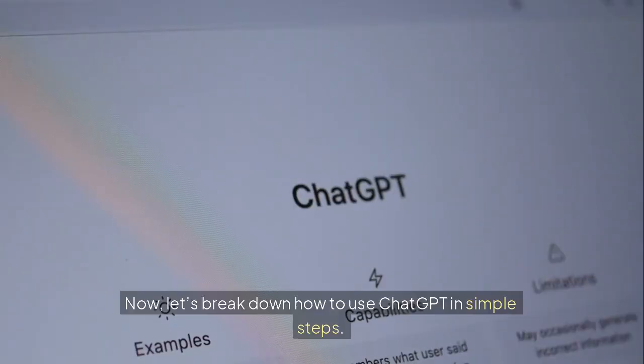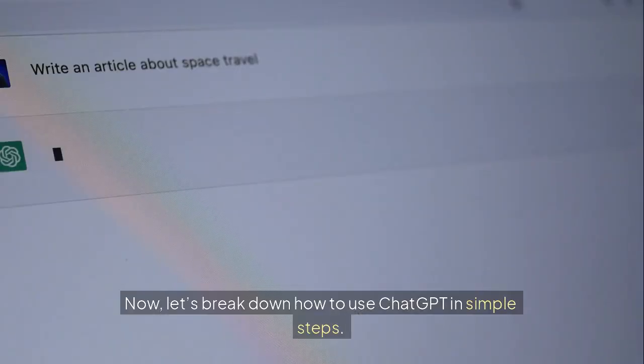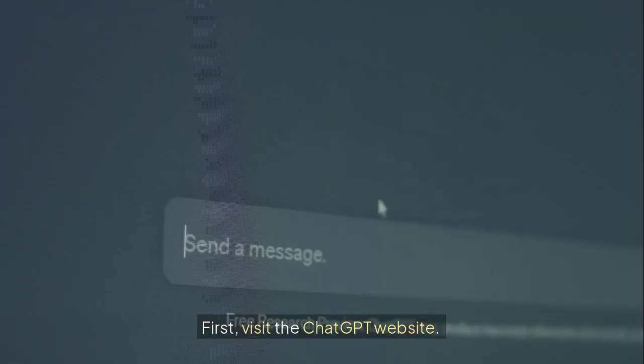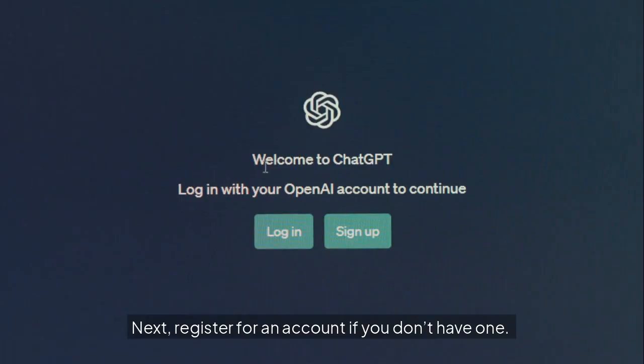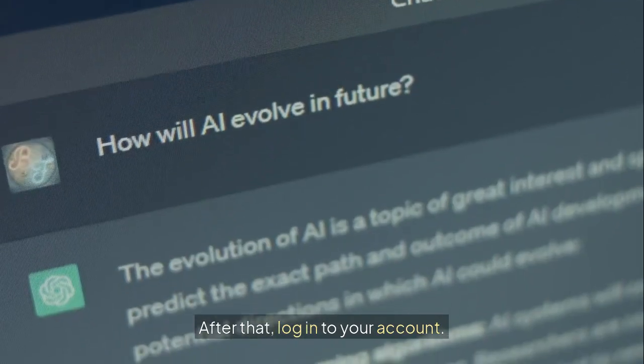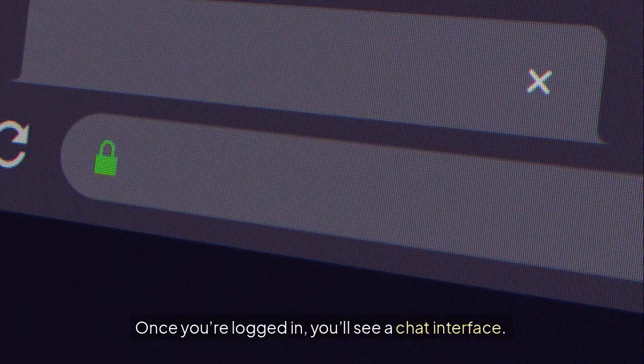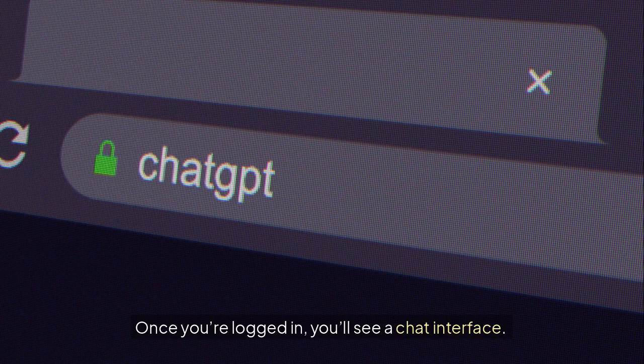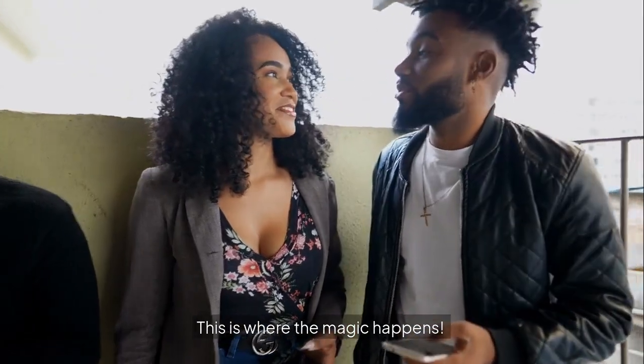Now, let's break down how to use ChatGPT in simple steps. First, visit the ChatGPT website. Next, register for an account if you don't have one. After that, log into your account. Once you're logged in, you'll see a chat interface. This is where the magic happens.